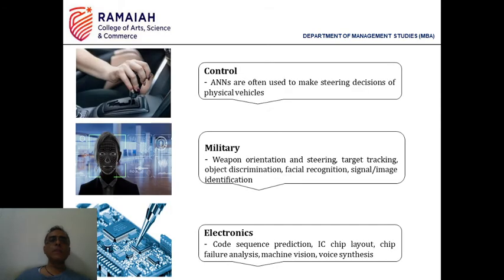Okay. Now let's look at control. Artificial neural networks are often used to make steering decisions on physical vehicles. Typically when I talk about physical vehicles, we are referring to, for example, a Google car or a Tesla car, which is guided through traffic management, and it applies sensors to take proper decisions, whether to take a longer route or a shorter route.